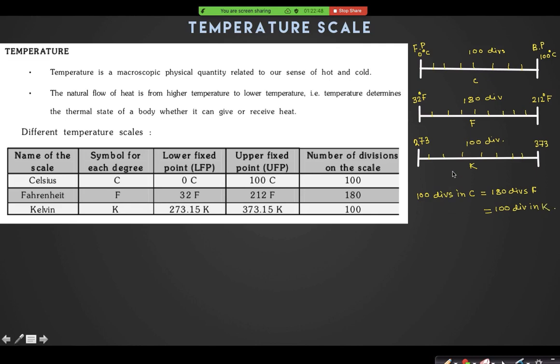Yes or no? So I can say that one division in Celsius scale and one division in Kelvin scale actually refer to the same change in temperature. Linear everywhere, so same size. Same change in temperature, right? So a 1 degree Celsius change and a 1 Kelvin change are the same, but a 1 degree Celsius change and a 1 Fahrenheit change are not the same. Yes or no? Because 1 division in C is equal to 9 by 5 divisions in F.